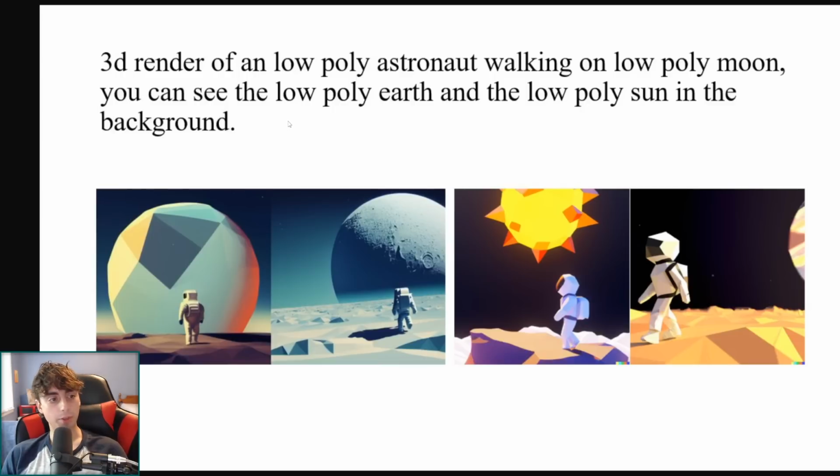And this image, this is a 3D render of a low-poly astronaut walking on a low-poly moon. You can see the low-poly Earth and the low-poly sun in the background. This one's pretty cool as well. Again, I'm going to have to give this one to DALL-E 2. I think DALL-E 2 followed the prompt a little bit better, although Midjourney's results are also good.